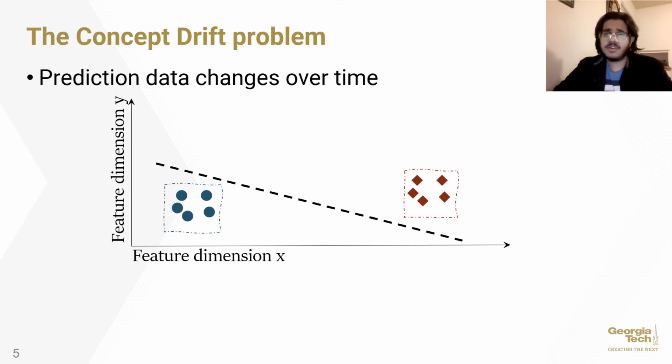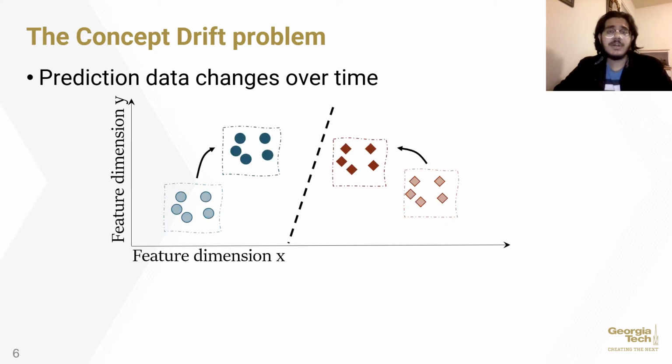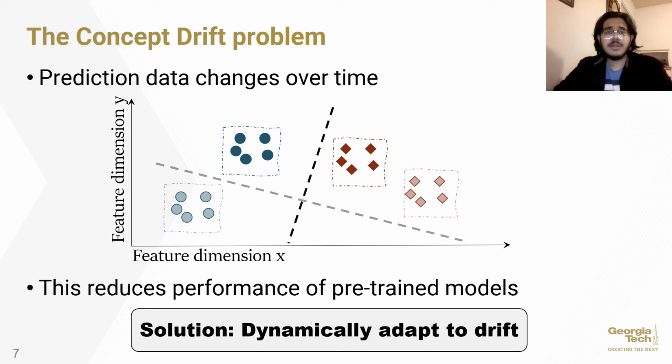An ML model approximates a decision boundary for classification, in this case between blue circles and red diamonds. When the distribution changes, the approximate decision boundary is out of date and needs to change. This will reduce performance of pre-trained static models that do not account for the changed decision boundary and so have not updated themselves. The solution, which we implement with ODIN, is to dynamically adapt to drift.